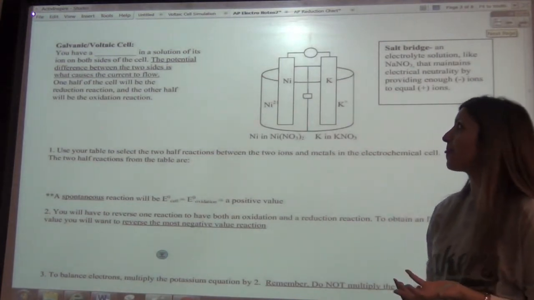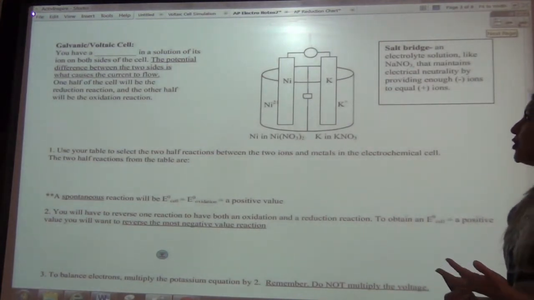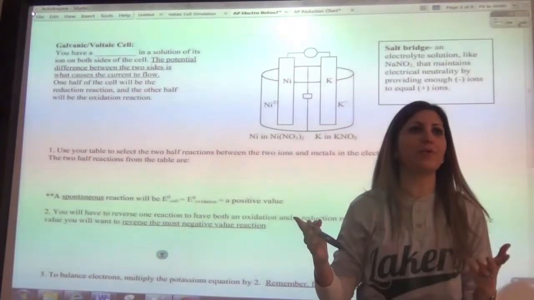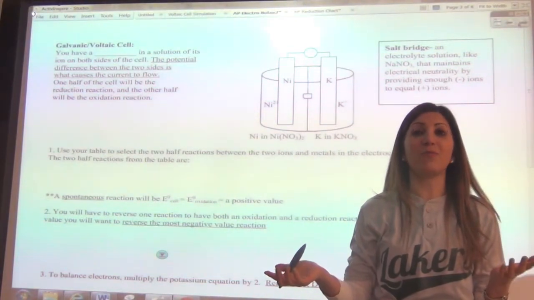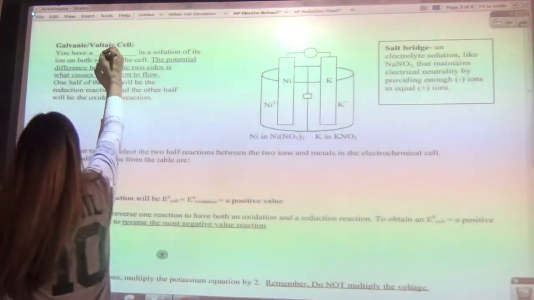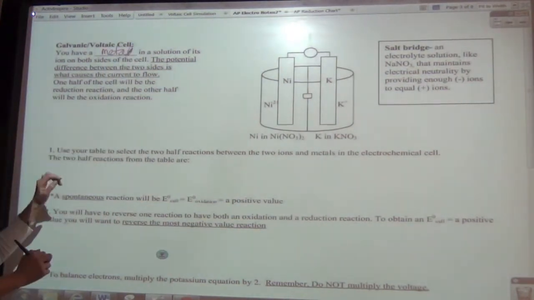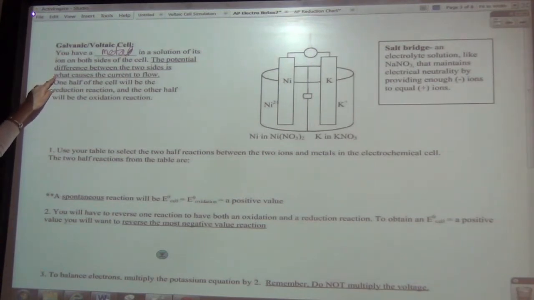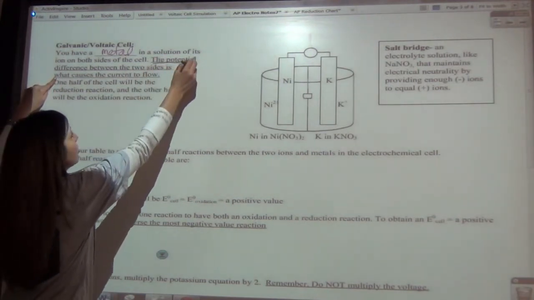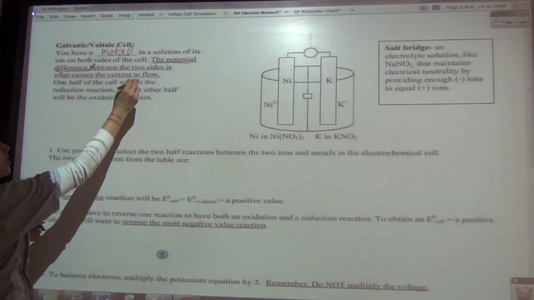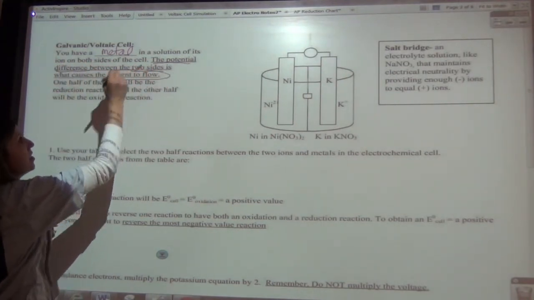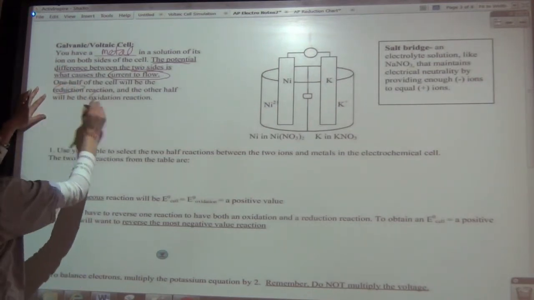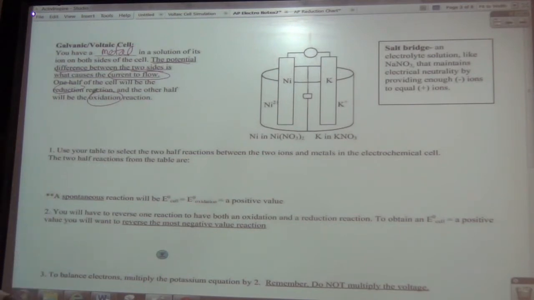Galvanic and voltaic cells. You have a metal in a solution of its ion on both sides. What did I say? The plate would be typically made of what? A metal. Awesome. So you have a metal in a solution of its own ion on both sides of the cell. And the potential difference between the two sides is what causes the current to flow. This is really important. So the potential difference between your two sides is what causes the current to flow. One half of the cell is the reduction, and the other half must be the oxidation. So one side's reduction, one side is oxidation.